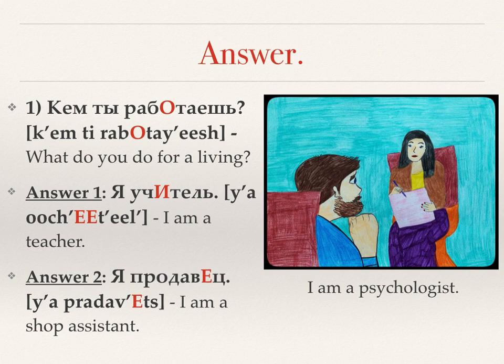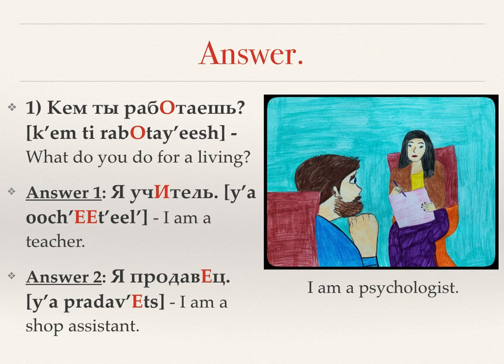Answer. Number 1. Кем ты работаешь? What do you do for a living? Number 1. Я учитель. I am a teacher. Number 2. Я продавец. I am a shop assistant.